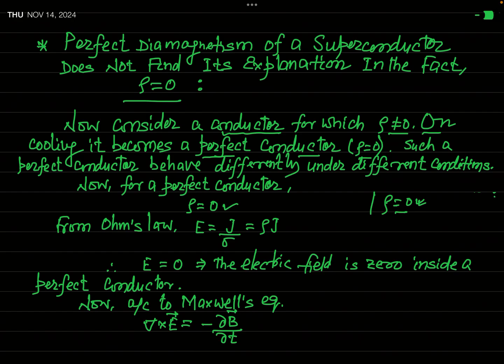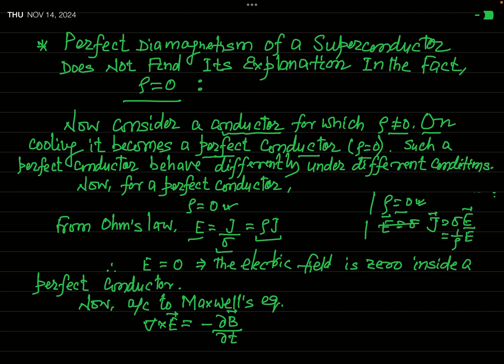For a perfect conductor, rho is equal to 0. Now, from the microscopic form of Ohm's law, J is equal to sigma E, and sigma is equal to 1 over rho, so J is equal to 1 over rho times E. From here you can see that E is equal to rho times J. So E is equal to J over sigma, or rho times J.